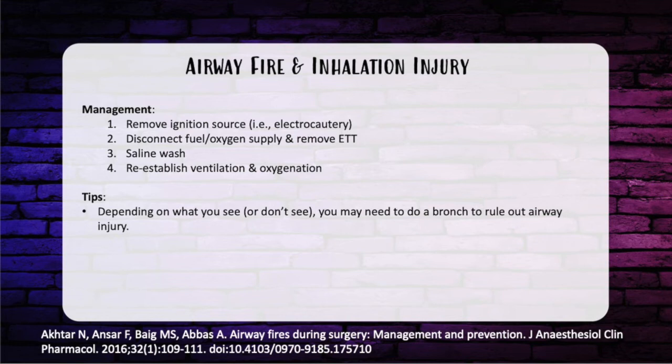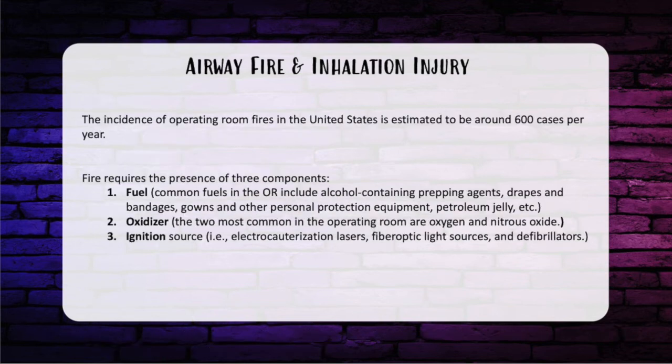So in order, you would want to first immediately remove the ET tube if you have an airway fire. You want to stop the flow of all airway gases, remove all the sponges and flammable materials from the airway. Once the fire is extinguished, then you're going to work on reestablishing ventilation. Try to avoid the oxidizer-enriched atmosphere, and you want to examine the ET tube for possible fragments left behind. Depending on what you see or don't see, you may need to do a bronch. The incidence of operating room fires in the U.S.